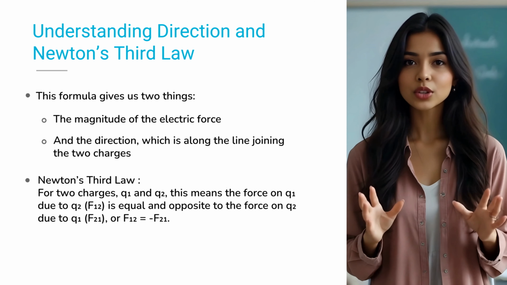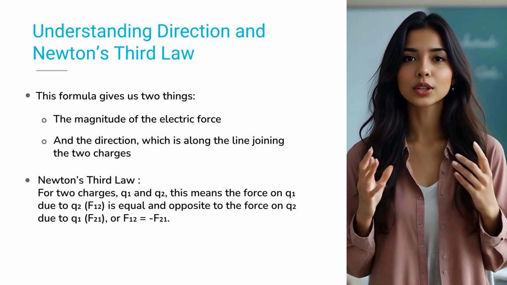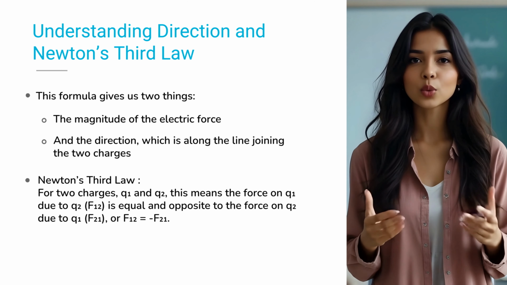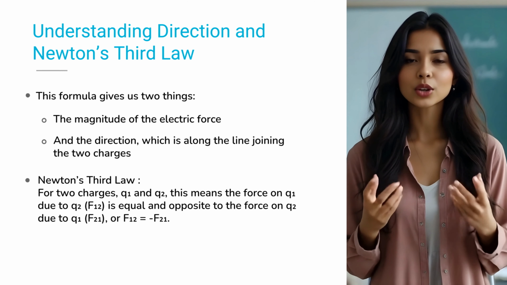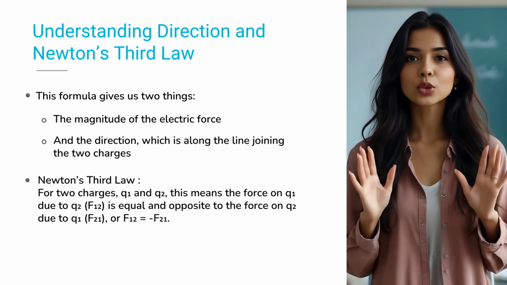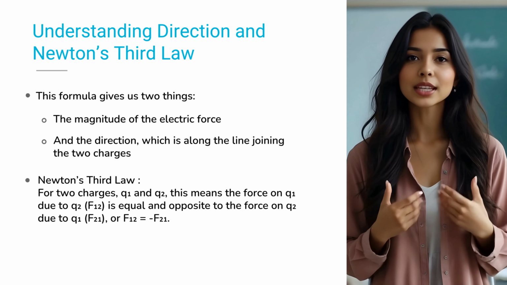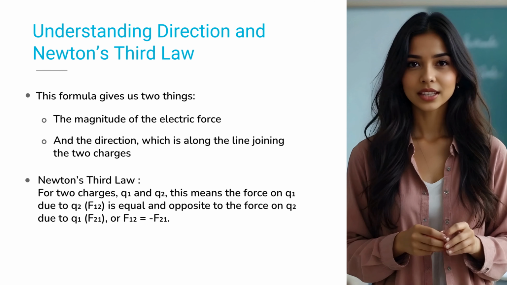According to Newton's third law, the force on Q1 due to Q2 is F12 vector equals negative of F21 vector. This means that forces between two charges are always equal in strength, but opposite in direction.